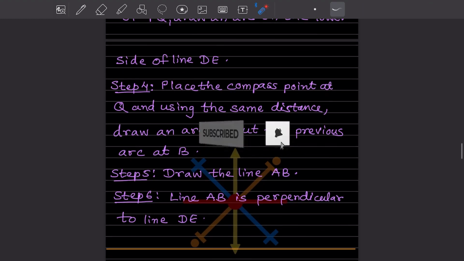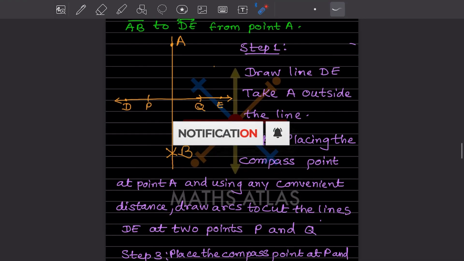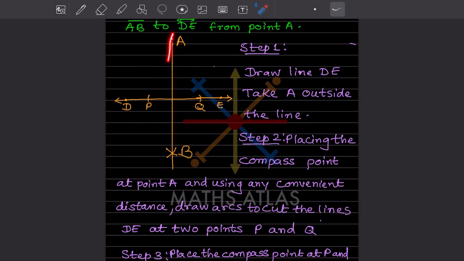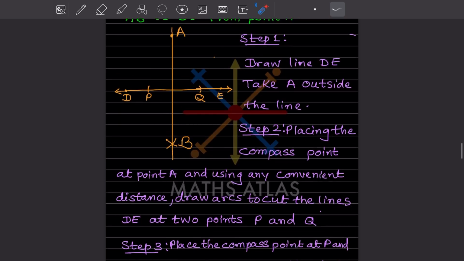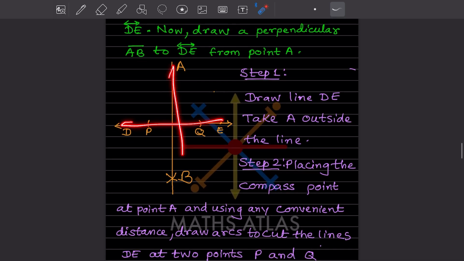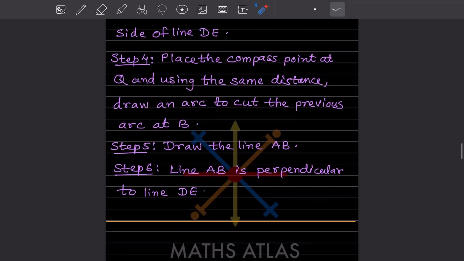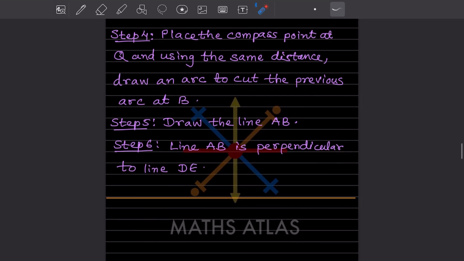So draw the line AB. What will you do? From this point to here, you are going to draw a line. So from here, you can see this is one line and this is one line. So what does this say? That is a perpendicular. So you can say AB is perpendicular to DE. These are the steps you have to write.